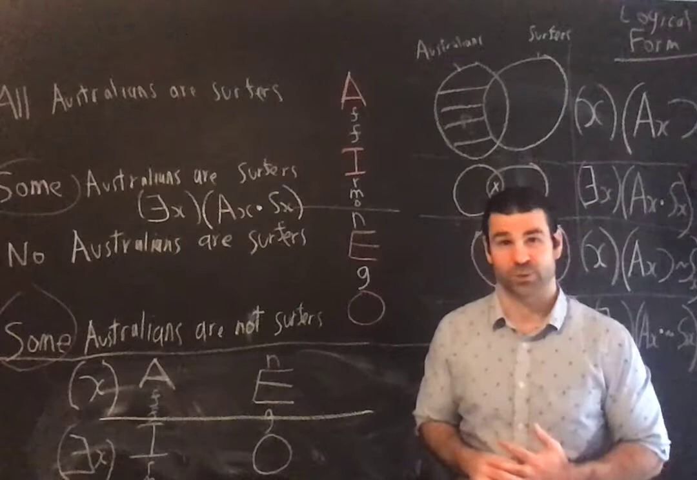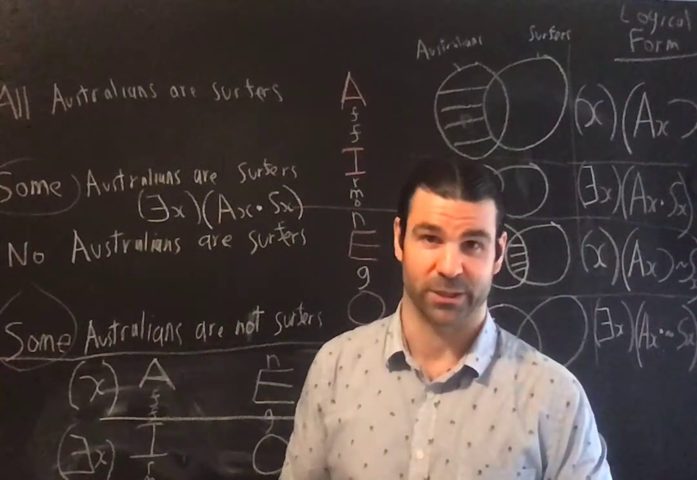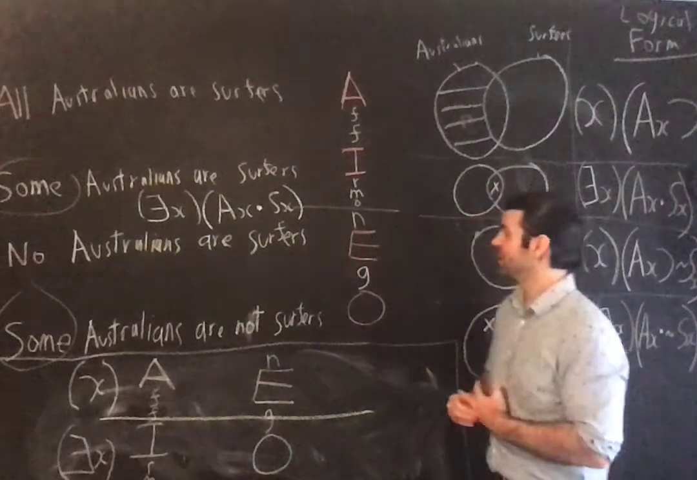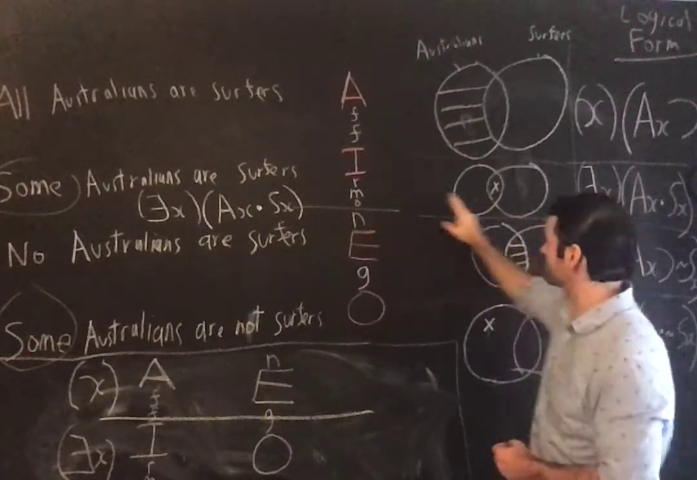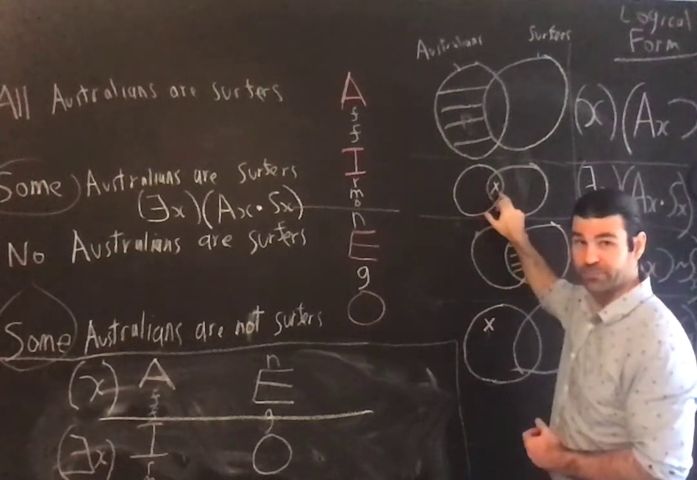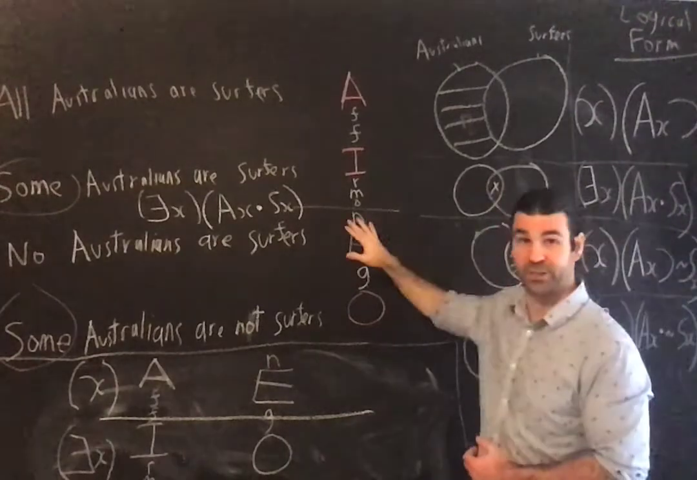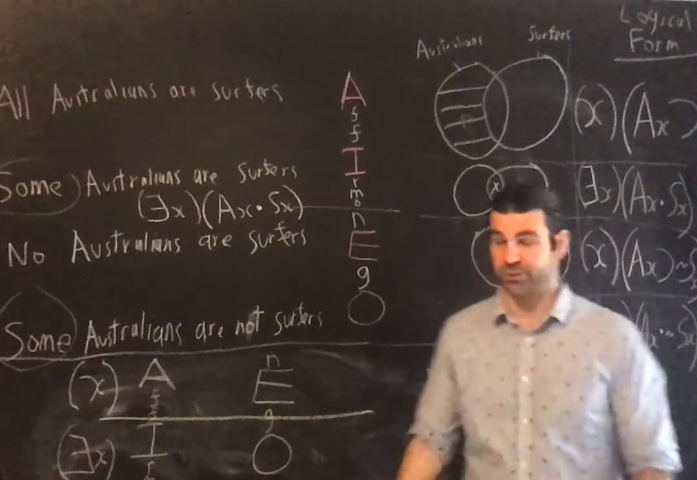So most Australians are surfers would get there exists an X such that X is Australian and X is a surfer. Losing some of the meaning, but that's how we do it. But anyway, so some Australians are surfers. There are some in the subject class that are included in the predicate class. There is at least one here, right? So an X in that section, right? And this is going to be asserting existence, as we'll see. This is going to get the existential quantifier.